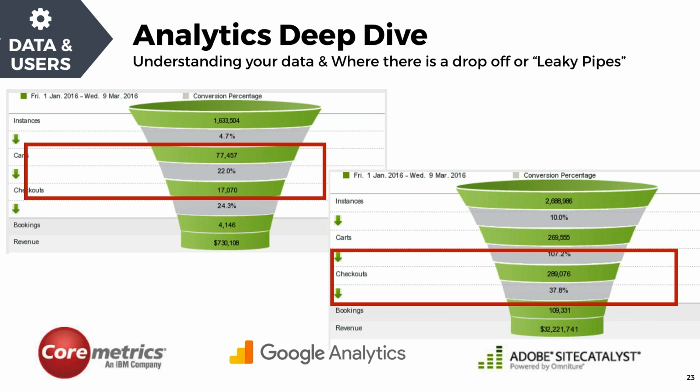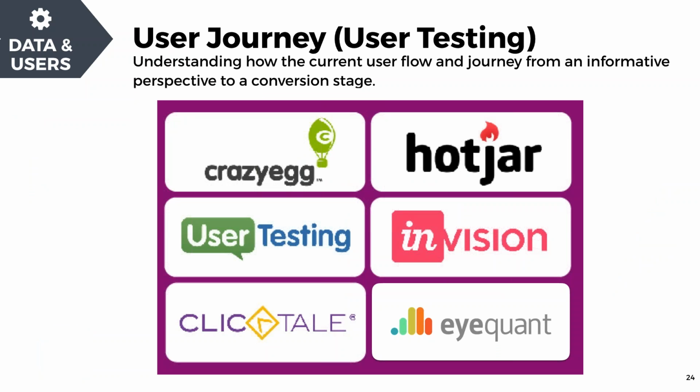Now, once we have the analytics deep dive taken care of, that again is when we revisit user journey. And we do this through user testing tools. And again, it's so important to understand the current user flow on your site and their journey from an informative perspective to the conversion stage. And some of you may be familiar with all these tools, but there's Crazy Egg, Hotjar, and user testing, just to name a few. And of course, again, we are tool agnostic. So we use whichever tools are best for your business.